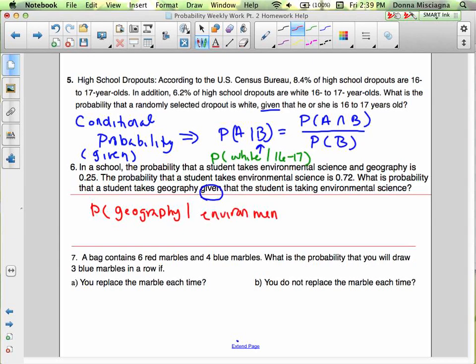A conditional probability, the sample set is changed, right? Because we're only considering the students that are taking environmental science, not the students that aren't taking environmental science. Right? And so this again is given means conditional probability.